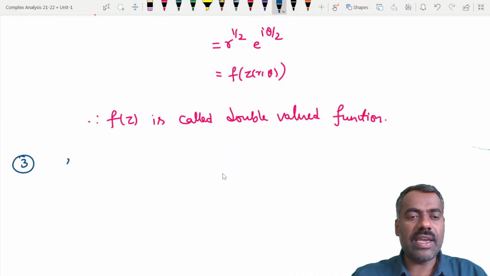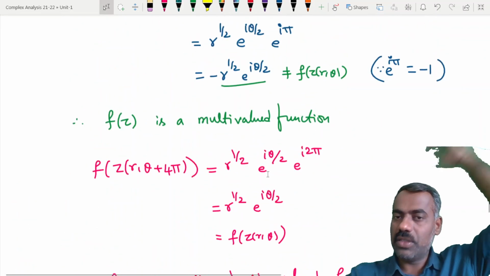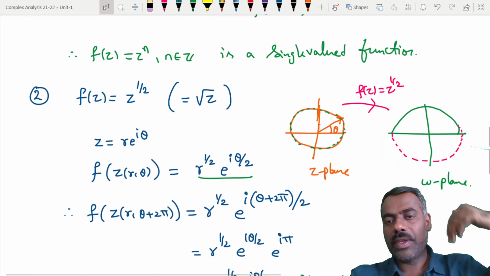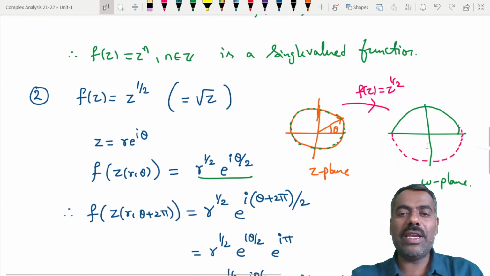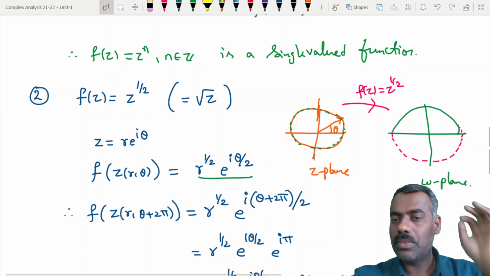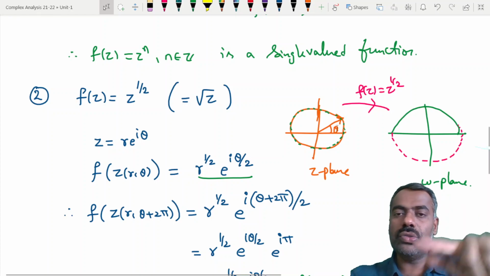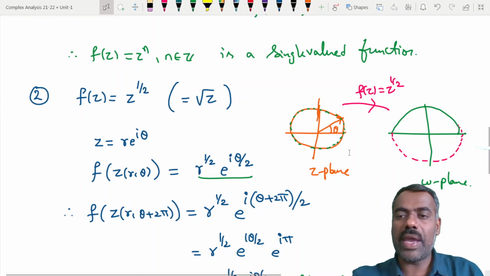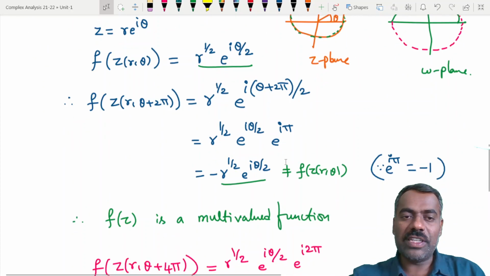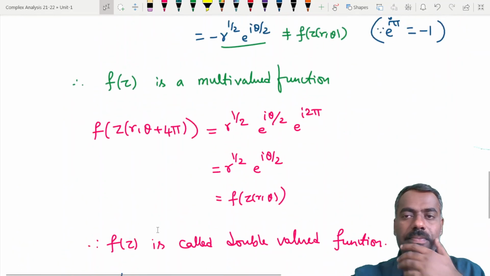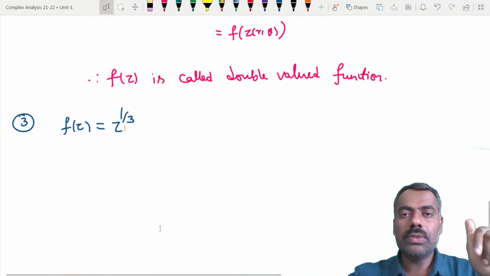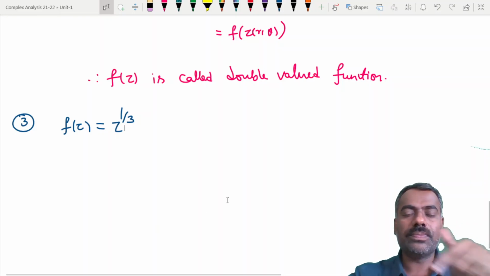So if you quickly take f of z equal to z power 1 by 3, what should be your guess? From the z plane to the w plane, theta is reduced from theta to theta by 3. Here we went 2 times to complete one circle. That means to reach the point where we started, we have to go 2 times in the z plane. So for z power 1 by 3, what should be your guess? We have to go around the circle in the z plane 3 times.